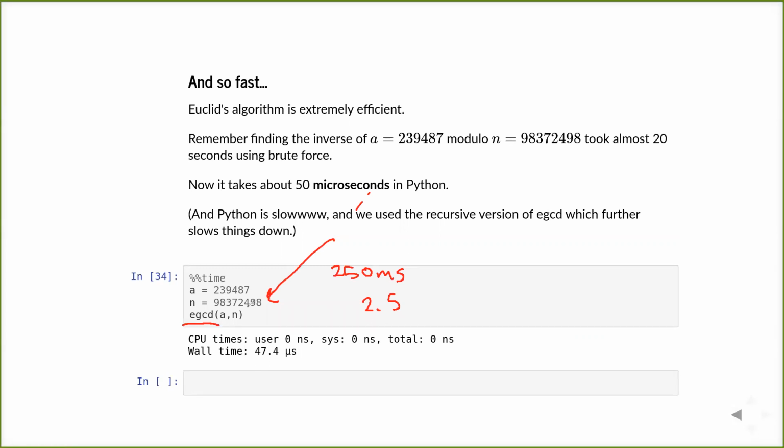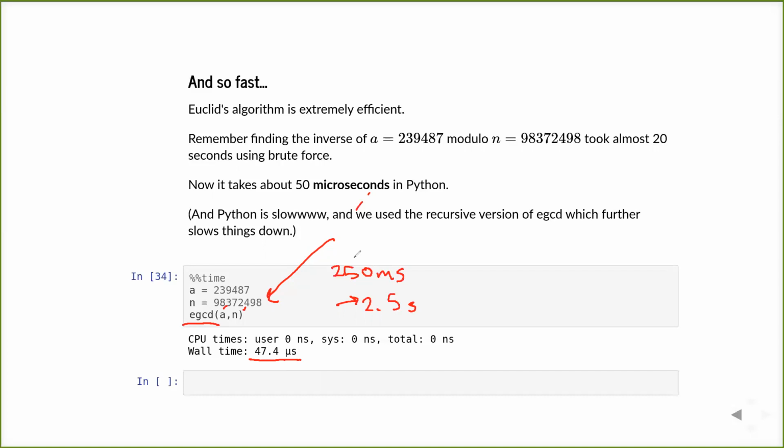If you do a similar problem, this is actually bigger than any modulus we've encountered so far, because we did it with 10 million before, right? That 10 million was the one that gave us 2.5 seconds. But this is 98 million, which is almost an order of magnitude bigger than that. But now it takes 47 microseconds. So this is like a factor of, I don't know, 1,000 or something, or more.